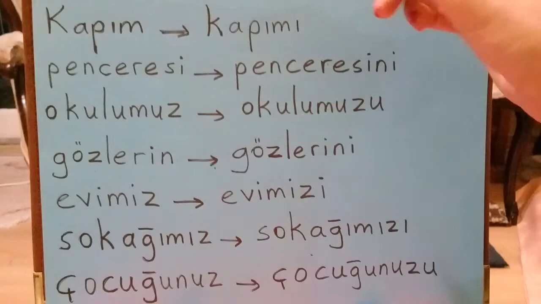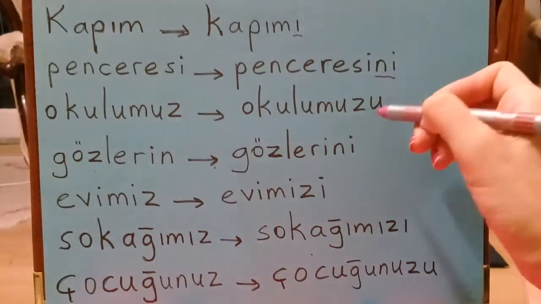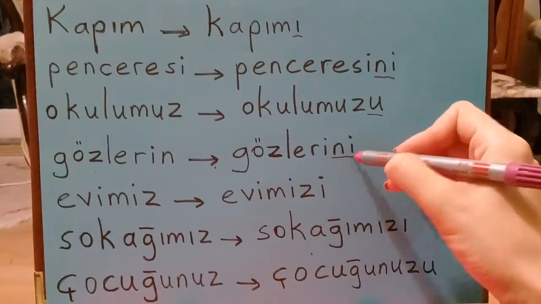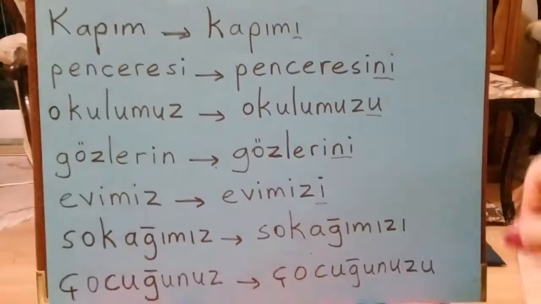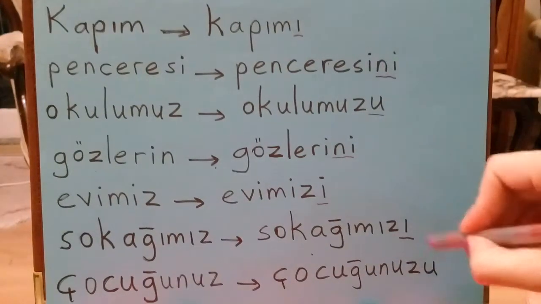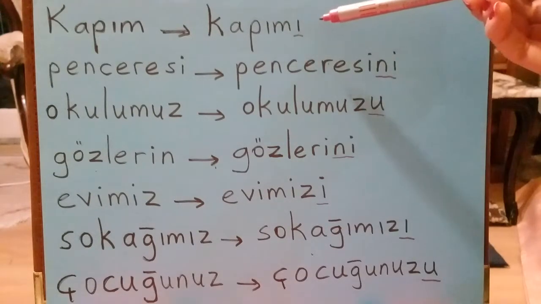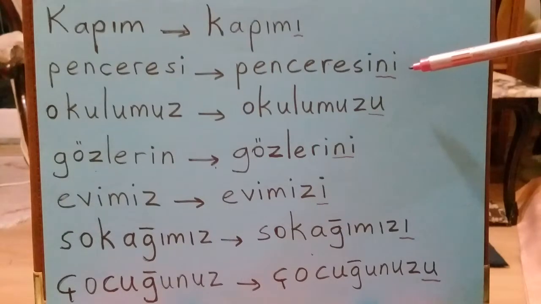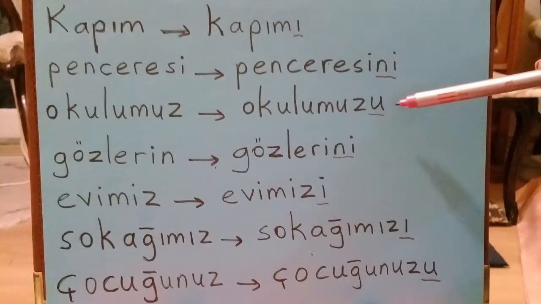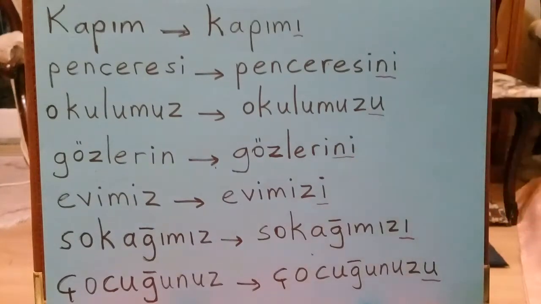Let's wrap it up. Let me actually underline this for you to see the accusative case endings. Kapımı. Penceresini. Okulumuzu. Gözlerini. Evimizi. Sokağımızı. Çocuğunuzu.